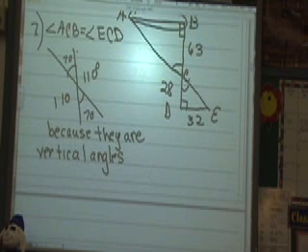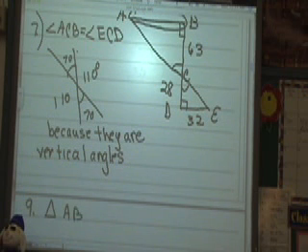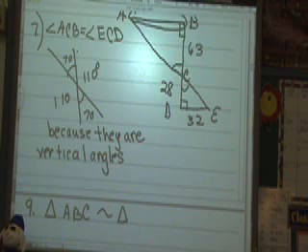Number 9, if these 2 triangles are similar, match up the angles. Complete the statement. Triangle ABC is similar to triangle what? You got to match the letters correctly. Anyone do it? Haley? You got to tell me what matches A. E, good. What matches B? D, those are the right angles. And what matches C? C.